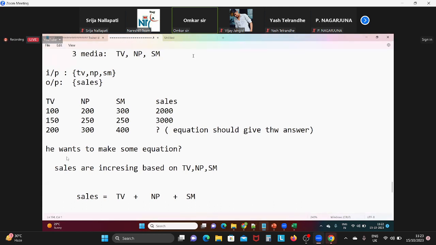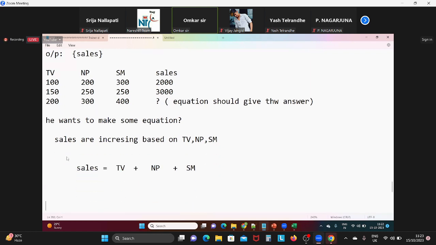Understood the idea now, everyone? So based on the past data, he made an equation. What is the equation? Sales equal to TV plus newspaper plus social media. If this equation will work or not, he wants to test. That's the trial and error. Now the question is, is this equation really valid? Tell me, is this equation valid?